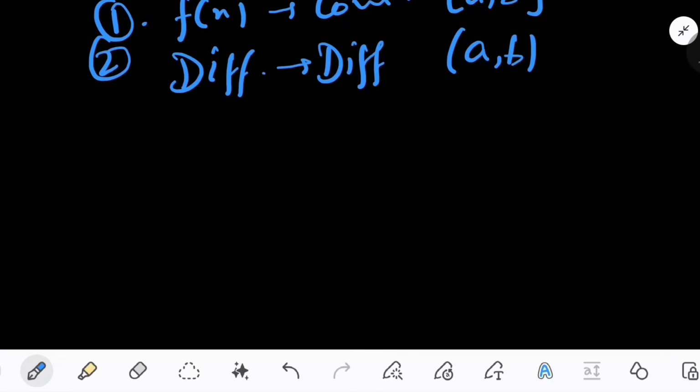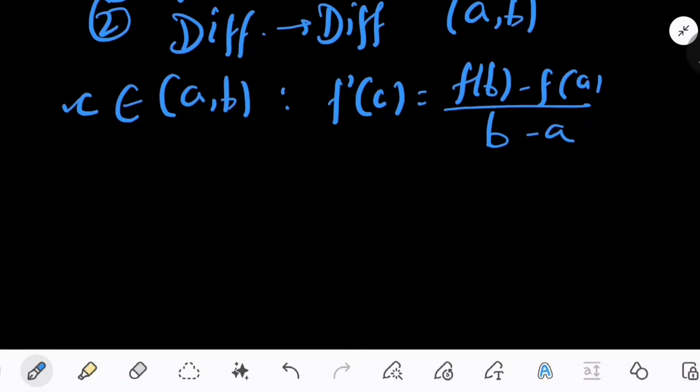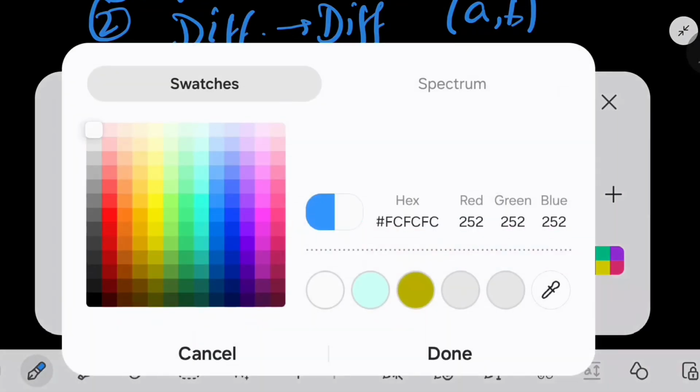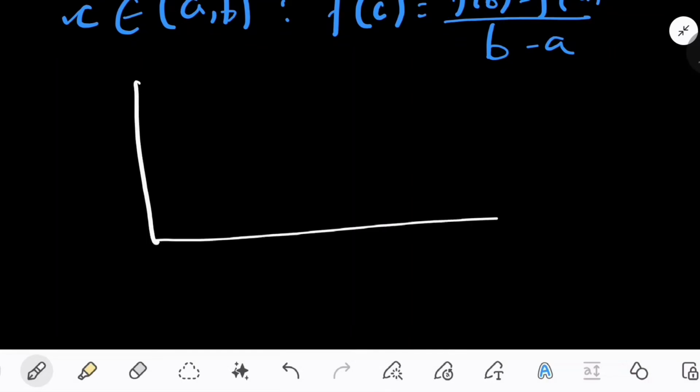So if these two conditions are satisfied, then there exists a C belonging to A to B such that f dash at C is equal to f at B minus f at A by B minus A, right? I hope you are getting it, and if you are not, we will see it using a question also. But first of all, let's approach it graphically. Let me use a different sketch for it. So this is the graph.